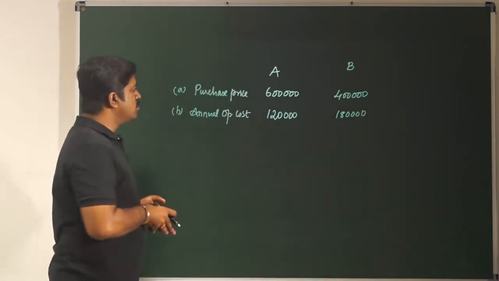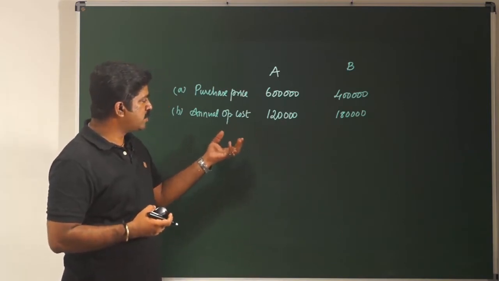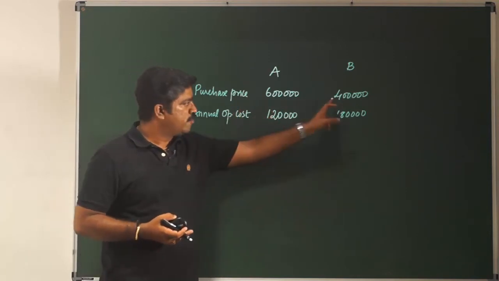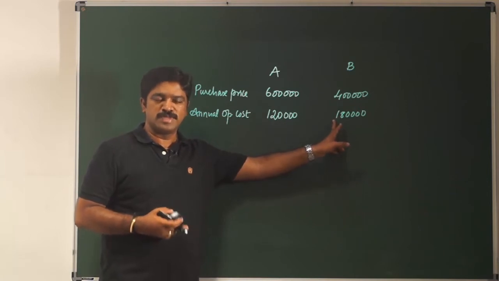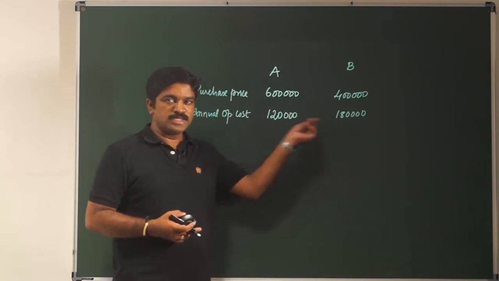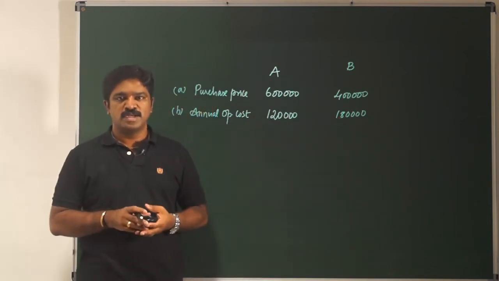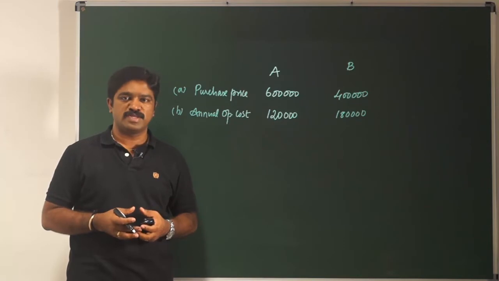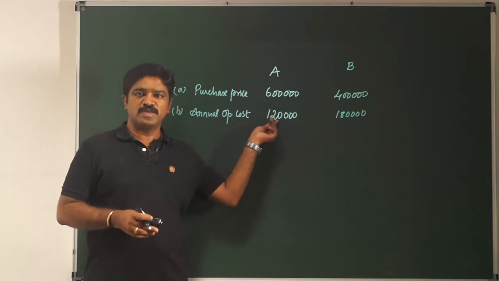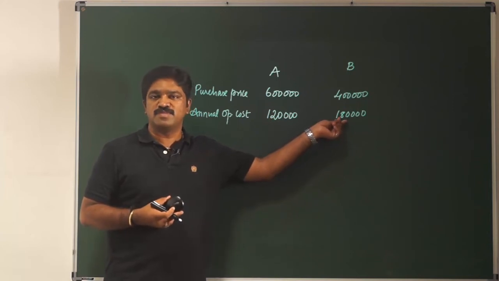So now let's be clear, which machine do we have to select. Would your calculation be 600,000 plus 120,000? No. 400,000 plus 180,000? No. Please be clear. This is for 3 years, whereas this is for 2 years. It means you got to multiply this with 3 and this with 2 to know the gross cash flows. But here we have to take a decision based on the present value of cash flows. I should know the present value of this 120,000 paid for 3 years, and the present value of this 180,000 for 2 years.